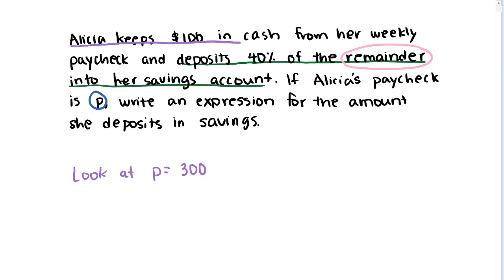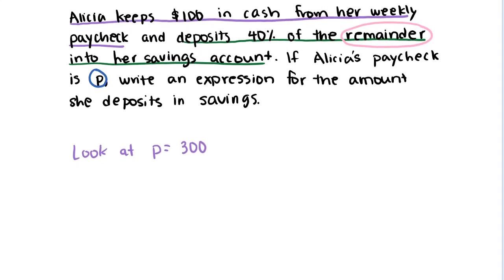Alicia keeps $100 in cash from her weekly paycheck. So the first thing she does is she's going to start with her weekly paycheck, and she's going to pull out $100 from that paycheck, separate that out. And then the next thing she does is she takes 40% of whatever's left over after the subtraction, and that's what goes in her savings account. So here, first I'm going to perform the subtraction, and then I'm going to take 40%.